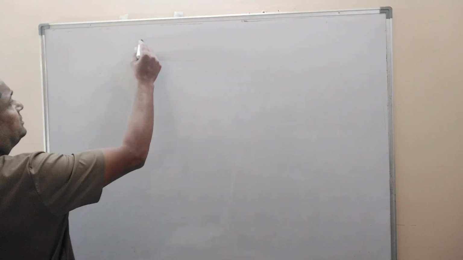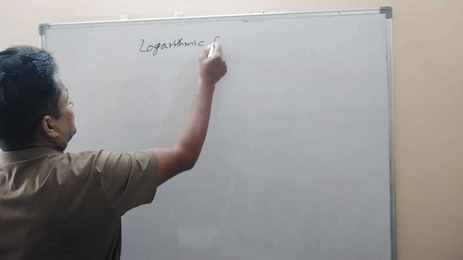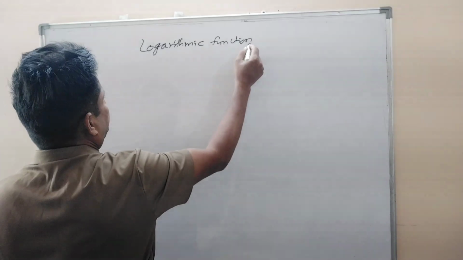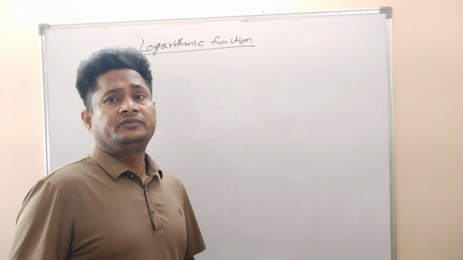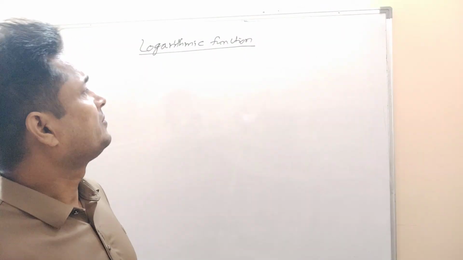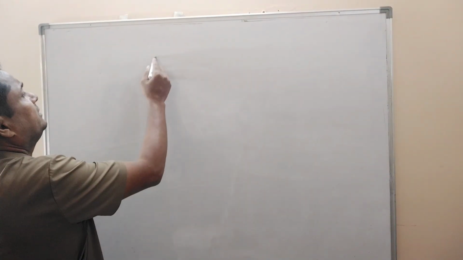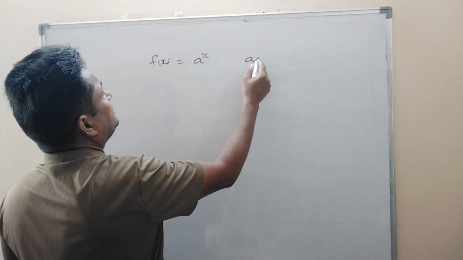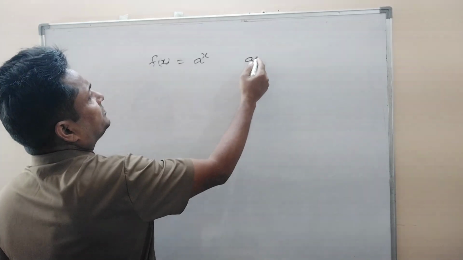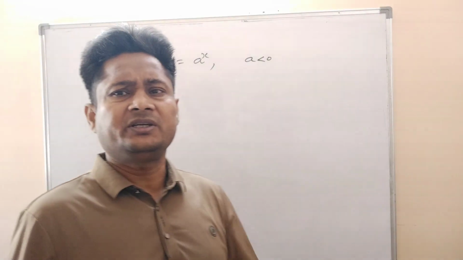So let's discuss the logarithmic function. We have discussed f(x) = a to the power x, but we have not discussed the case when a is less than 0. In this case, the graph will be of an orbit type.